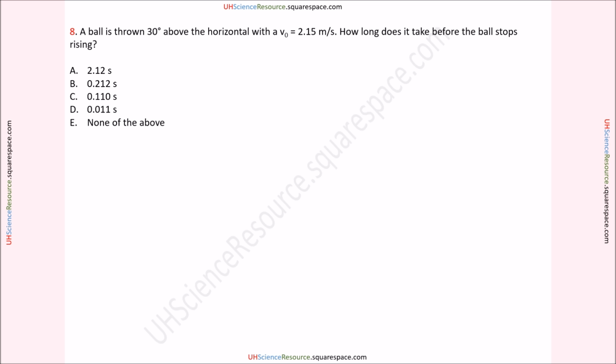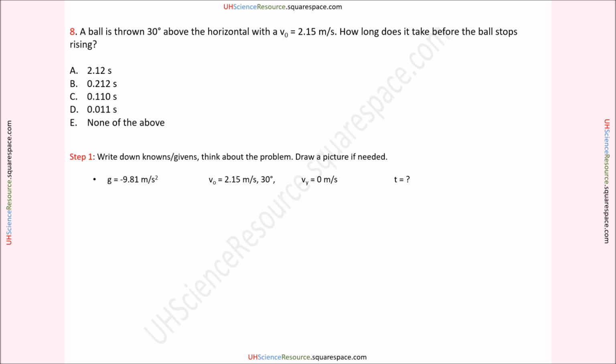This is question number 8. It says a ball is thrown 30 degrees above the horizontal with initial velocity of 2.15 meters per second. How long does it take before the ball stops rising? Let's first write out what we're given. We know that the ball is thrown up at an angle of 30 degrees above the horizontal.